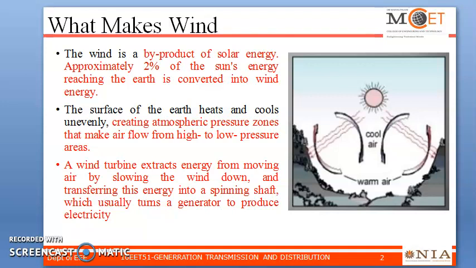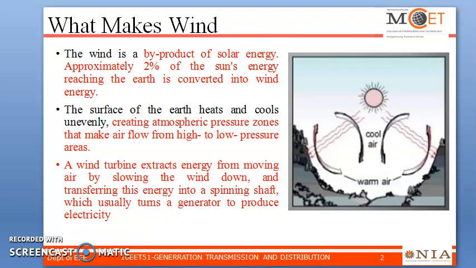What is the concept of wind blowing? The surface of the earth faces two conditions: one is hot, another one is cold. These different atmospheric pressure zones make air flow from high to low pressure areas. This is the concept of air blowing, and this is the main thing used to rotate our wind turbines.